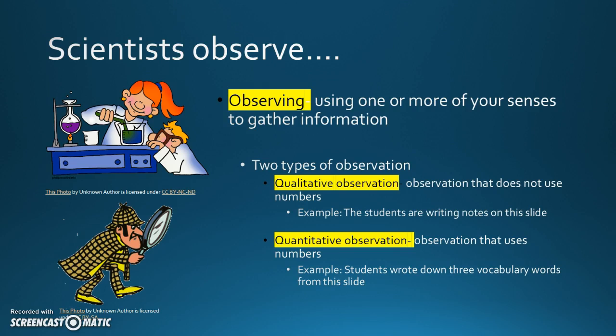So I can observe that you're more than likely writing down the 3 vocabulary terms on this slide. Make sure you remember that. Qualitative, no numbers. Quantitative has a number. And that's definitely a test question alert. You're going to see that again. Be ready to compare these 2.